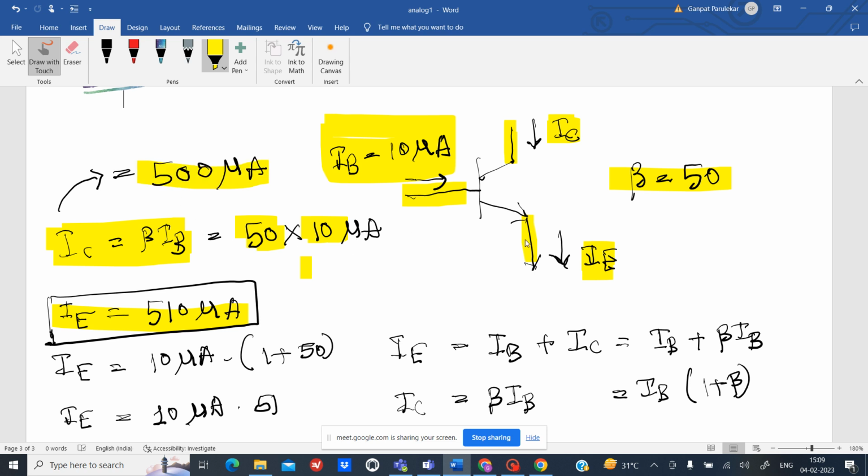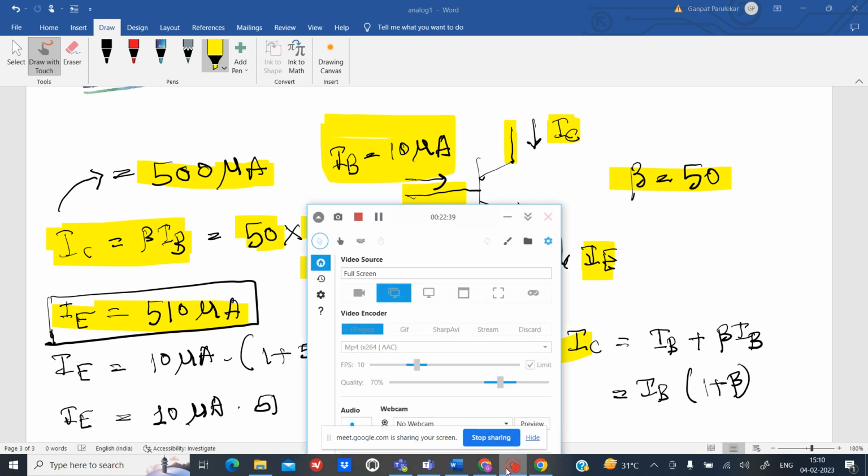And if you want to calculate, let's say IE, then IE will be IC plus IB. Putting IC plus IB, it will be 500 microampere plus 10 microampere. So for IE you will get the value of 510 microampere. So the answer of the first question is 500 microampere.